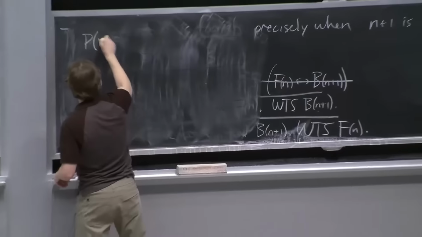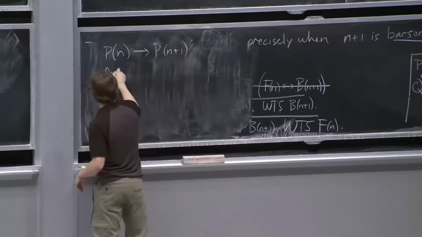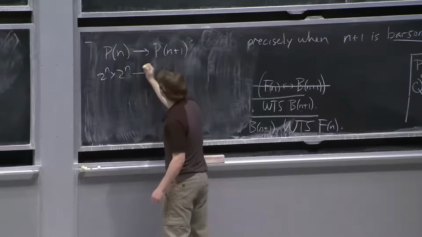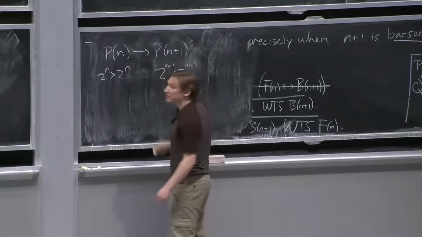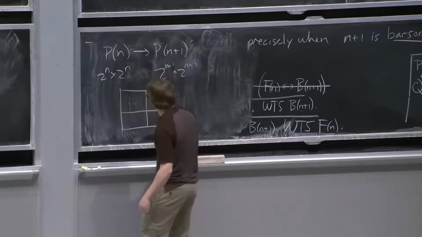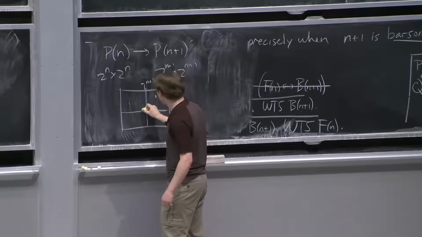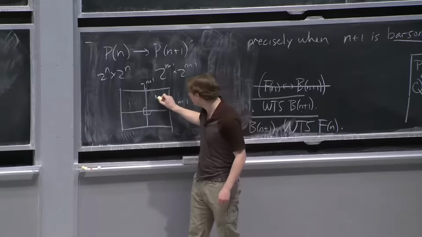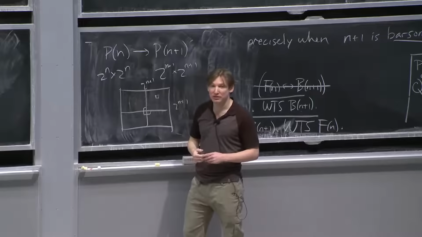that P of n always implies P of n plus 1. If you can tile a 2 to the n by 2 to the n, missing 1 cell, then you can tile a 2 to the n plus 1 by 2 to the n plus 1, missing a tile, using our strategy of taking the 2 to the n plus 1 by 2 to the n plus 1 and cutting it into 4 quadrants of 2 to the n by 2 to the n. Put an L in the middle, make sure each quadrant is missing a cell, invoke the inductive hypothesis.